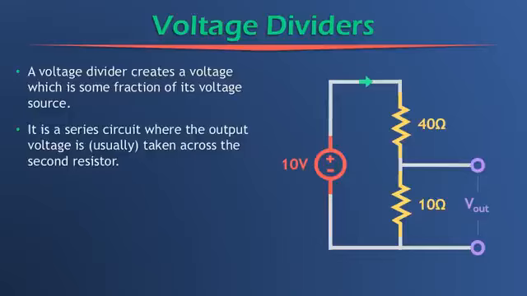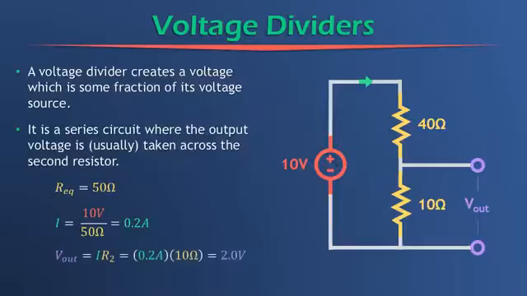So if we want to find V out in this case, we're going to first start with finding the equivalent resistance. That's easy, that's 40 plus 10, so that's 50 ohms. And now we can find the current through these resistors, and that is 0.2 amps. Easy enough. And then to find V out, we can simply multiply the current, which is the same for both resistors because it's a series circuit, by the resistance of R2. In this case, that's 10 ohms. So you just do 0.2 times 10 ohms, and that'll give you the voltage across the 10 ohm resistor.